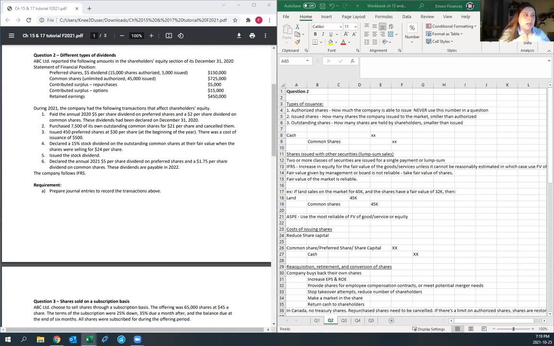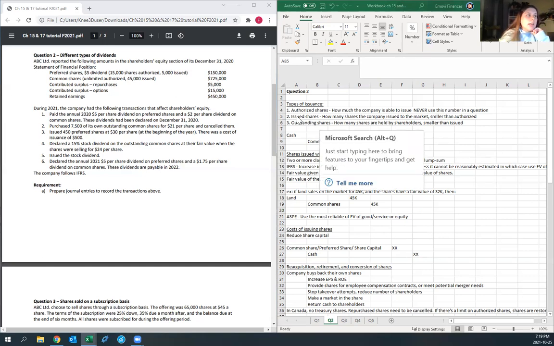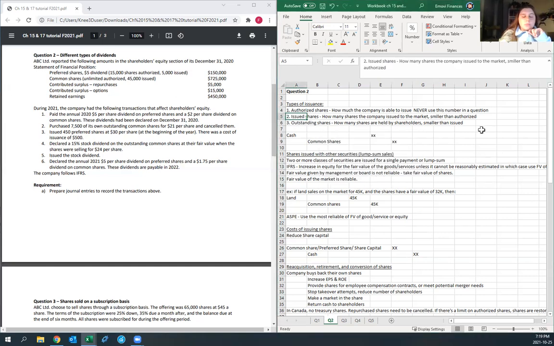There is the issued shares, so how many shares the company issued to the market. It's smaller than the number of authorized shares. And then the outstanding shares is how many shares are held by shareholders, which is smaller than the issued. So when you're doing the transaction, you're looking at the issued shares. And it's basically cash, the amount that you're getting, and common shares, the value of the shares that you're issuing.